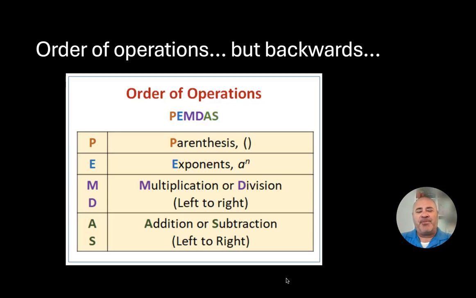Now, the only reason this is important is that when we're solving for a variable, we're not as worried about order of operations. In fact, really, we want to do it backwards, simply because of how it works. And I'll show you what I mean.